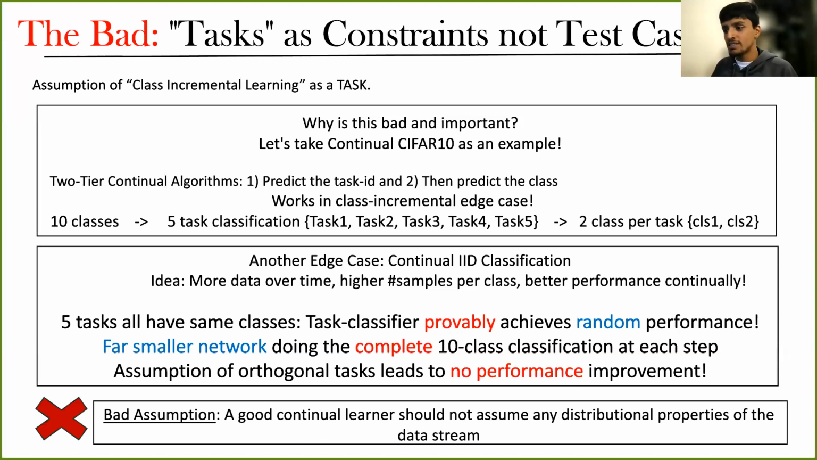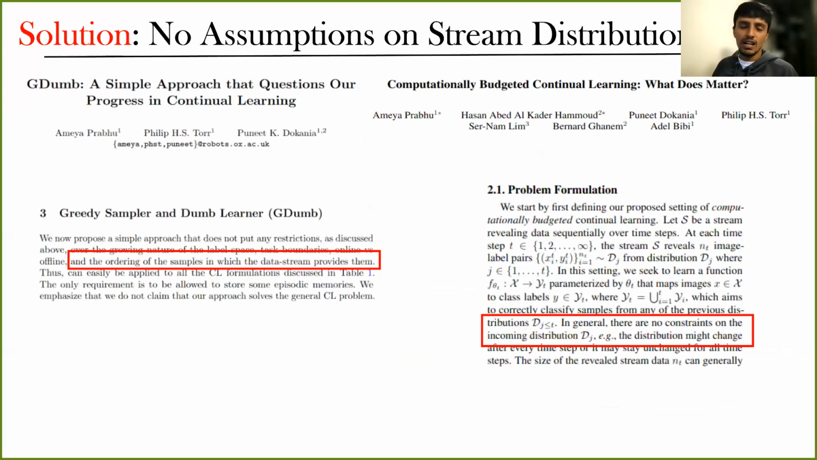This is why I claim it is a bad assumption to make any distributional assumptions on the data stream. We should only assume that it's an information overload coming at us. We have to learn fast from this information firehose. Okay, how do we materialize the solutions? First, we should explicitly make no assumptions on the stream distribution. If you look at GDumb or our CVPR paper, we explicitly say that we don't constrain the incoming distribution. And this is important.